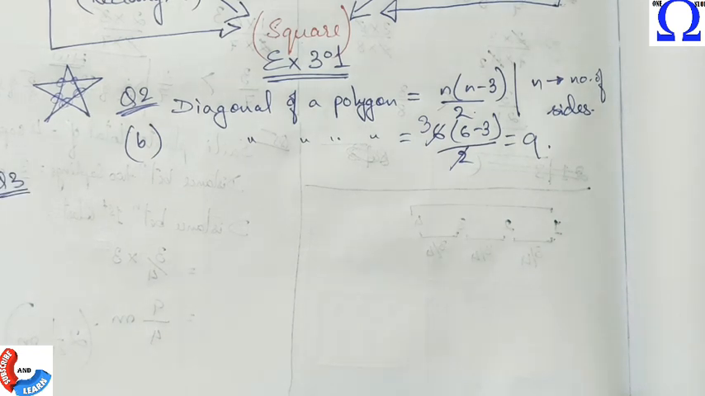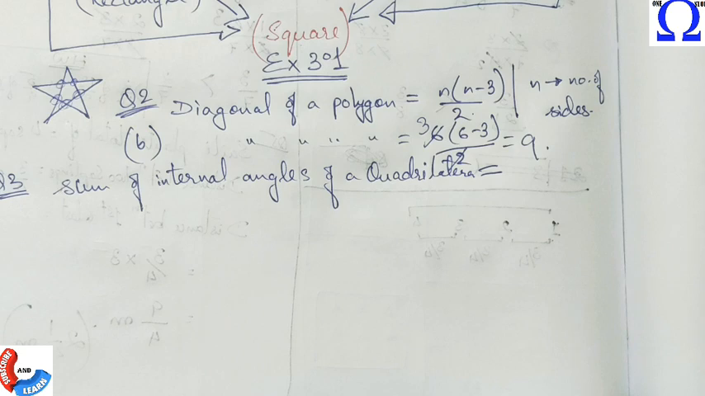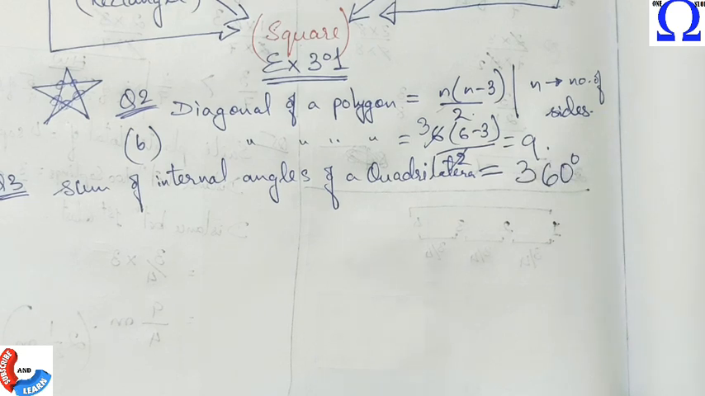In the next question, the sum of interior angles of a quadrilateral is always 360 degrees. Okay, because see, a quadrilateral can be formed by joining two triangles, and we know that one triangle will have 180 degrees as its angle sum property. So the angle sum property of a quadrilateral will obviously be 360 degrees. Of course, we have a formula for this one. I will be explaining it in the next question, but this is a practical example.